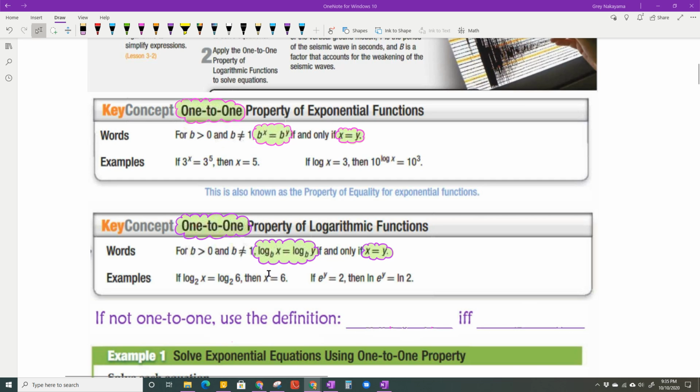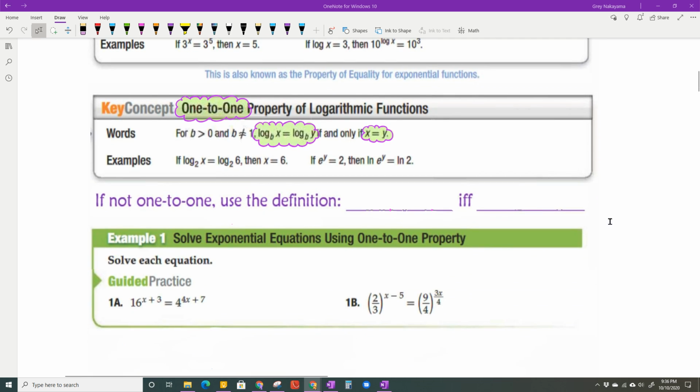Okay, similarly with logs, if I have the log base b of x equal to the log base b of y, if and only if x equals y. If the logs have the same bases, then the arguments, that's what we take the log of, have to be equal. Or if I start with x equals y, I can take the log of both sides of an equation if I need to solve. Okay?